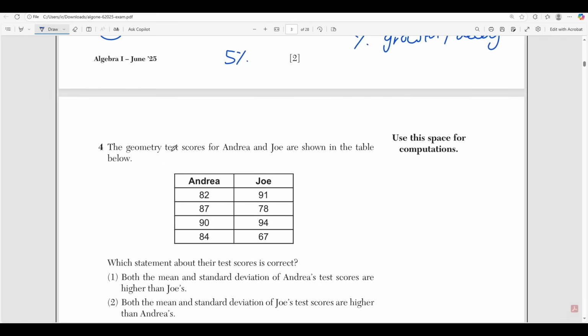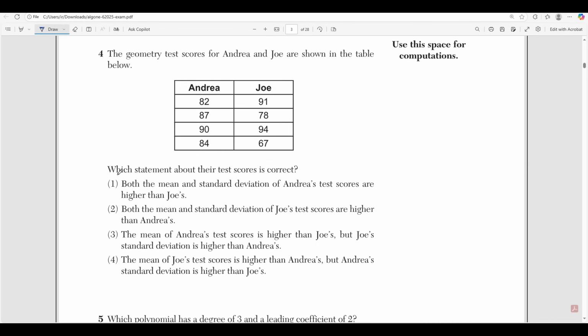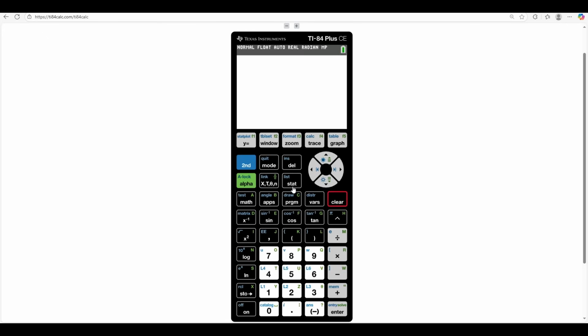Number 4 says the geometry test scores for Andrea and Joe are shown in the table below. And they want us to figure out which statement about their test score is correct. And the choices here are comparing their means and standard deviations. So when we compare mean and standard deviation, we're going to have to use our calculator. So in our calculator, go ahead and press stat for statistics, and then go ahead and press enter. This will bring you into the list menu.